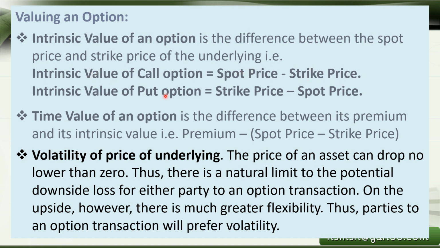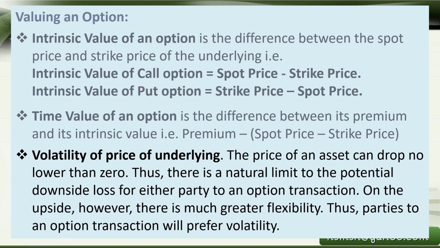And similarly for the put option, the strike price should be better, and only then can he go to the market and use that option to sell. So that will be in the money for him. The spot price should be lower than the strike price. If the price is down from the strike price, then only he will use that option. So that is why this formula.